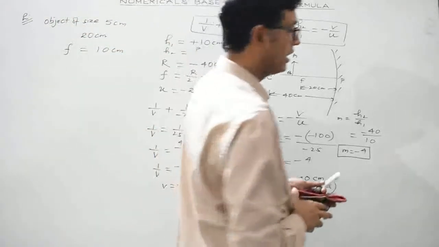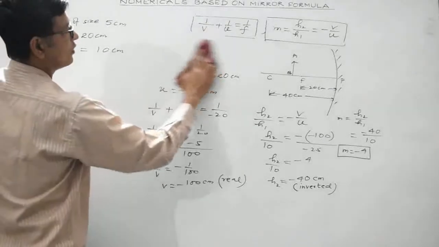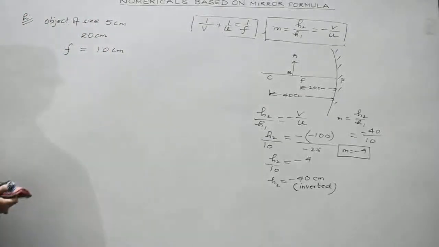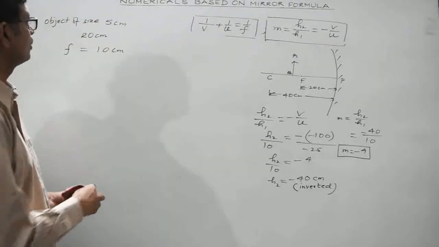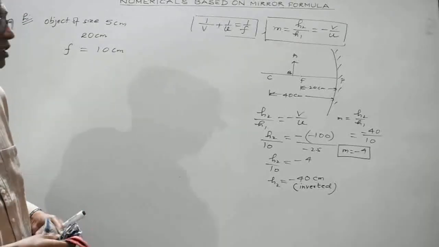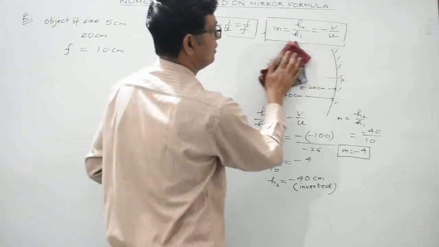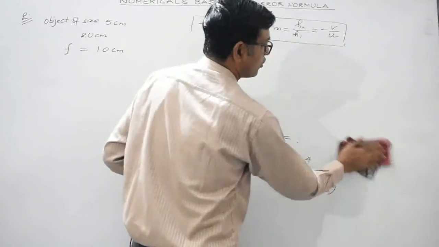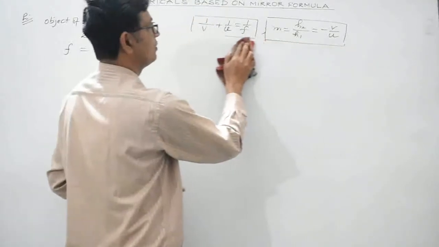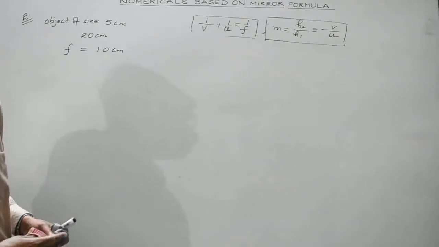Okay, again I am repeating the question. An object of size 5 centimeter is placed at a distance of 20 centimeter in front of a concave mirror of focal length 10 centimeter. Find the size of the image, the position of the image, the linear magnification, and state the nature of the image so obtained.